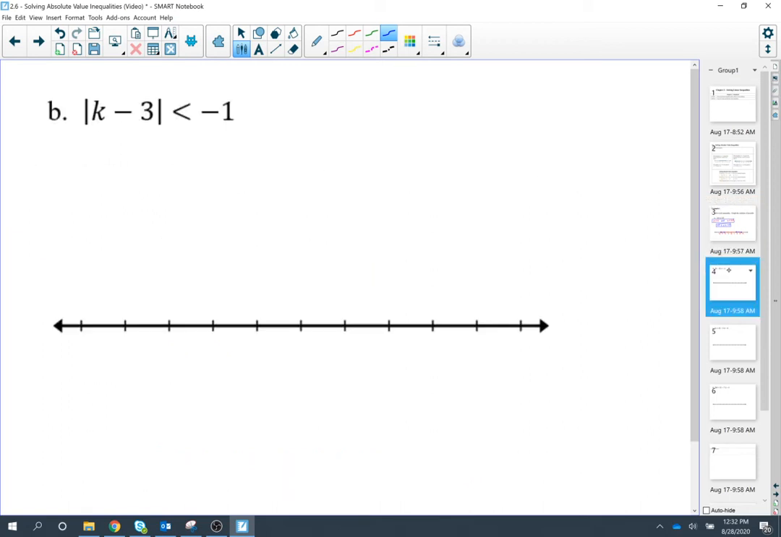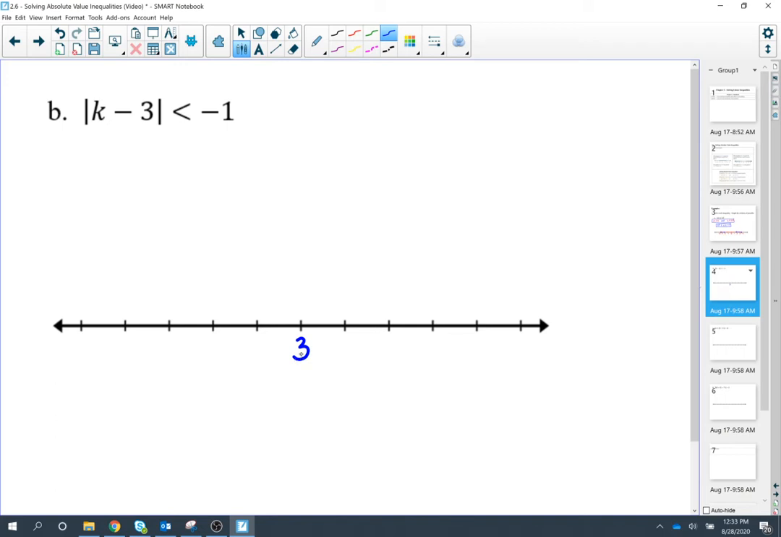Letter B. The absolute value of k minus 3 is less than -1. So let's think about this. The distance between k and 3, some number in 3, has to be less than -1. Okay, so the distance between k and 3. So if I put 3 on a number line, I'm going to do the distance away from 3.